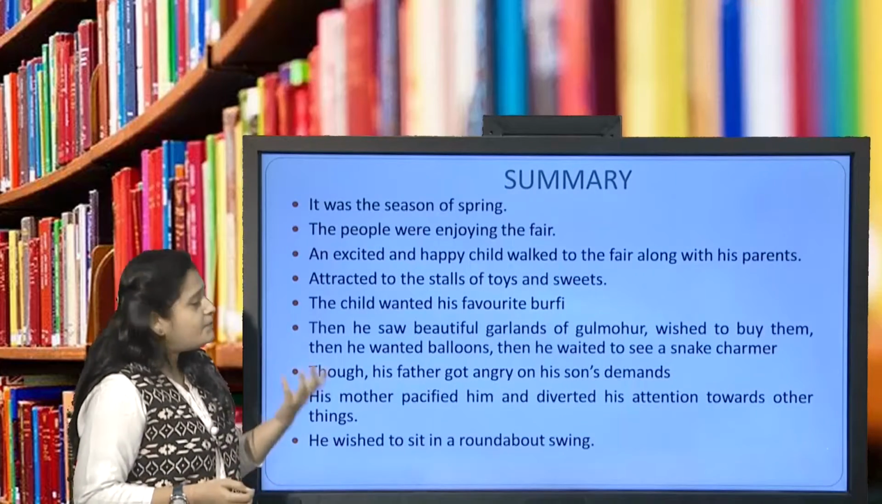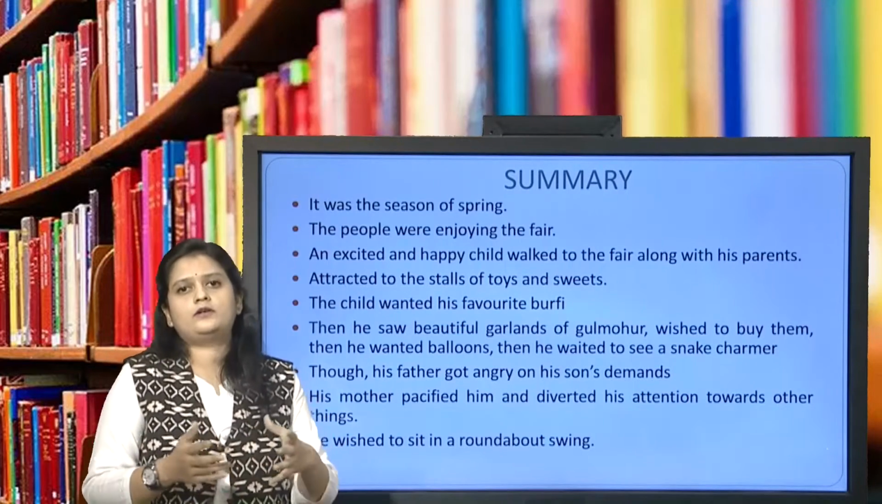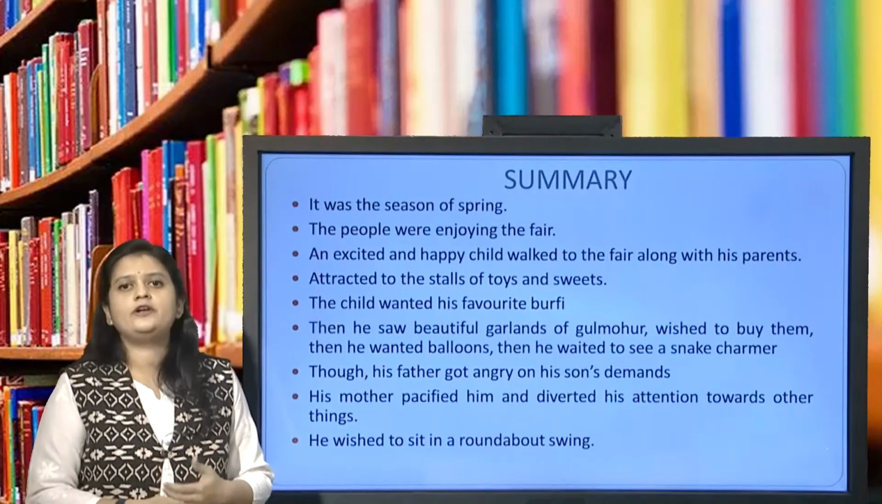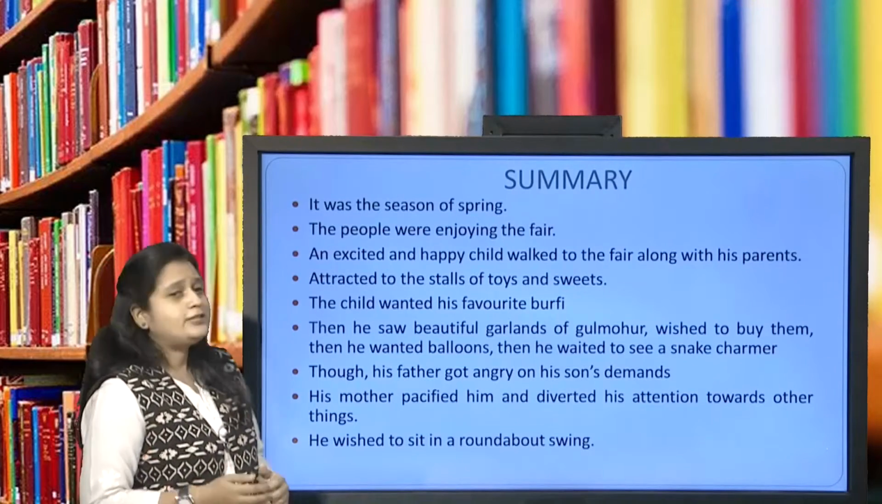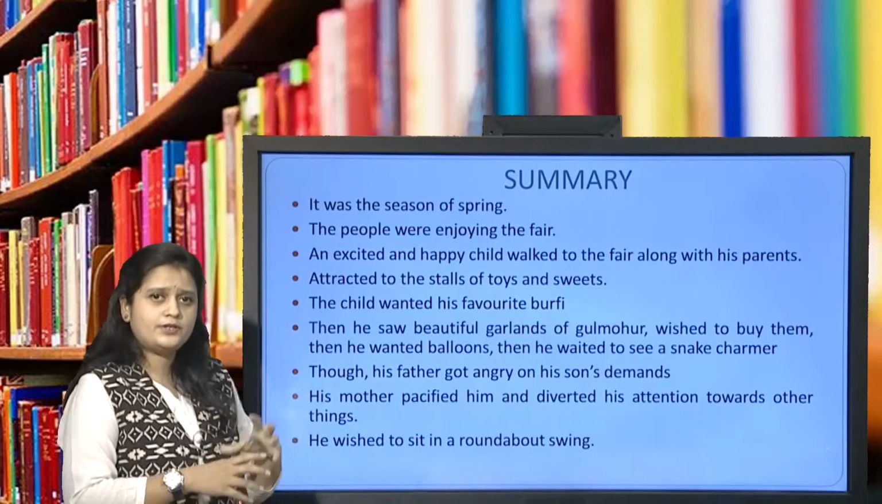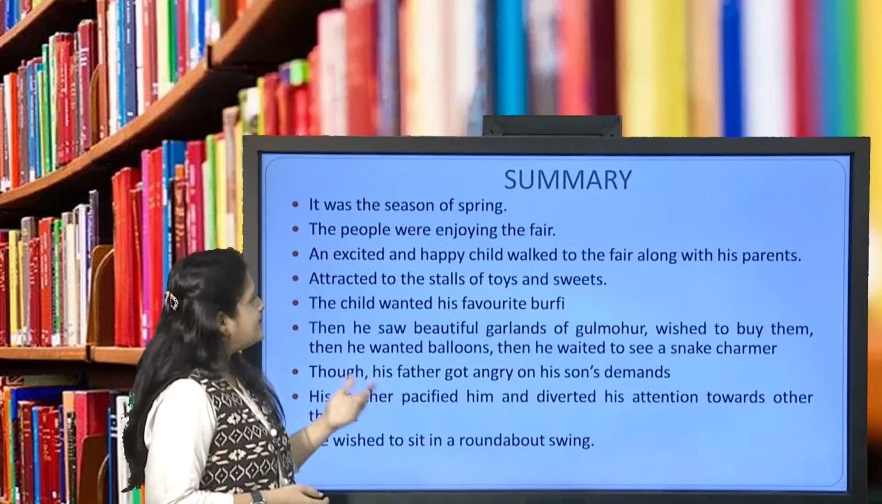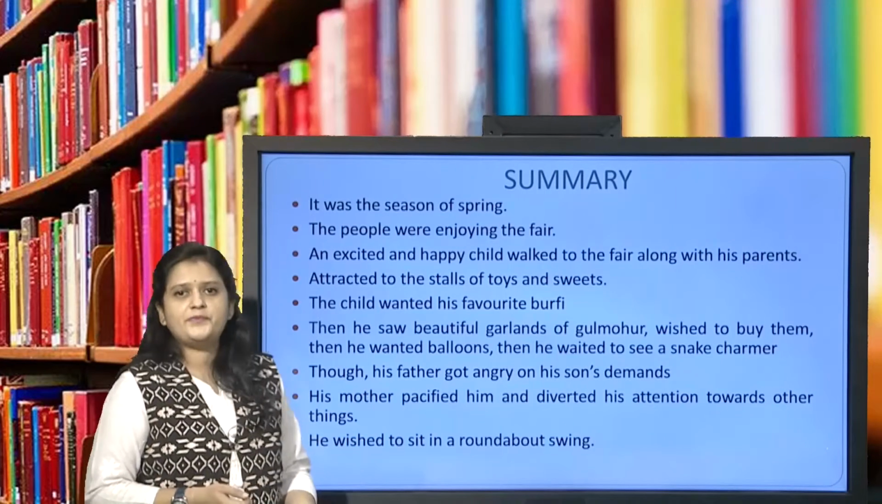So the people are in a gay, humorous mood. They are all colorfully dressed. They are all decked up. They are in a jovial mood, and they are enjoying the fair and excited. Now the description starts: an excited and happy child walked to the fair along with his parents.